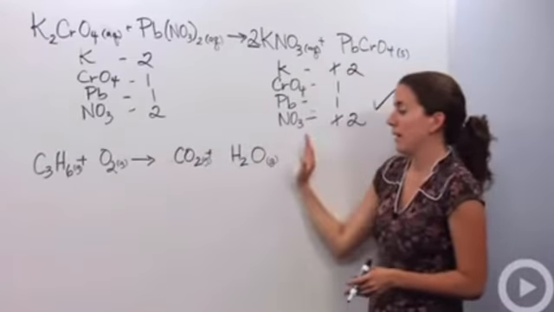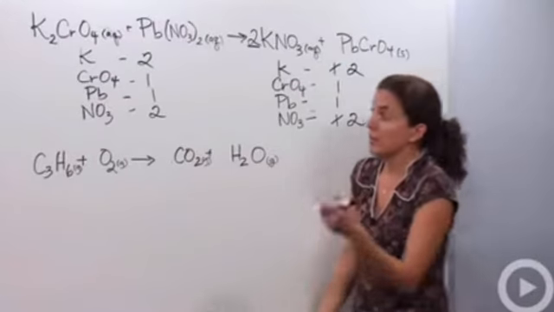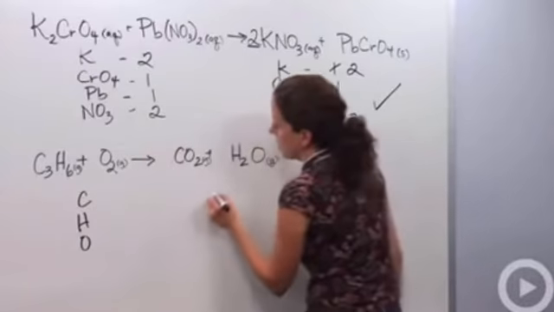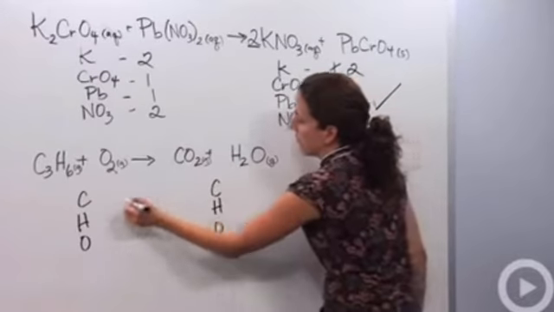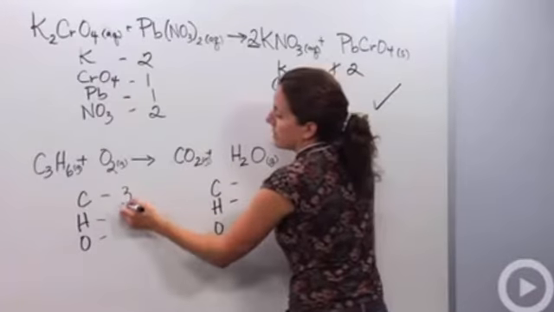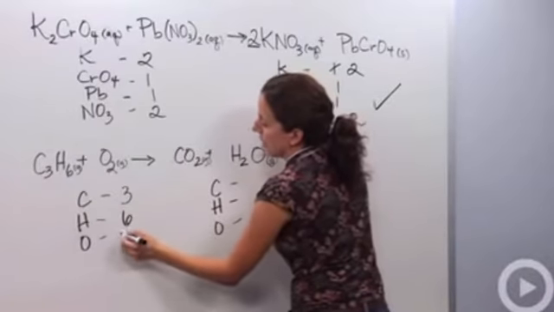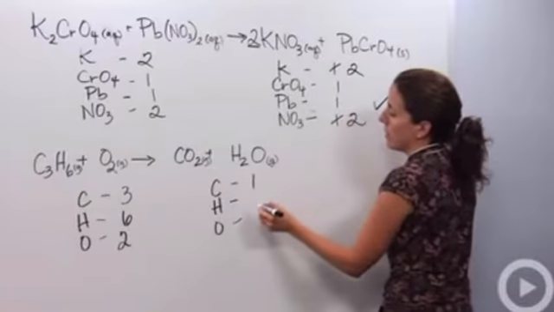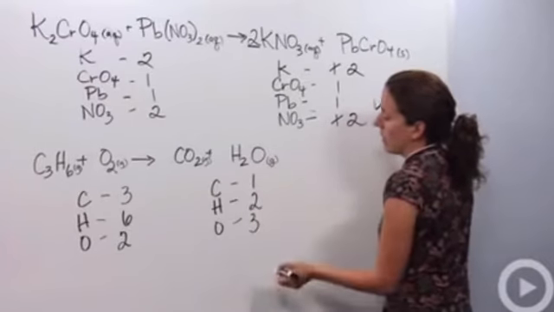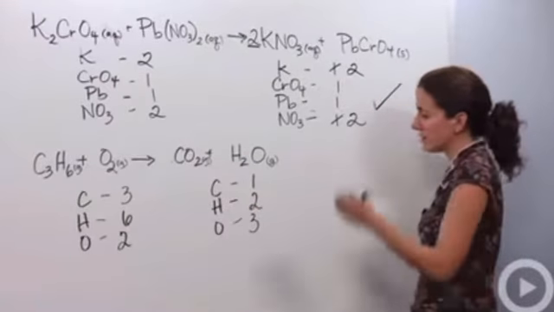So we have C3H6 reacts with oxygen gas to produce CO2 plus H2O. All right, let's do what we've been doing, writing our elements out. C, H, and O. Okay, we have 3 carbons, 6 hydrogens, and 2 oxygens. We have 1 carbon, 2 oxygens, and 2 hydrogens, 3 oxygens.